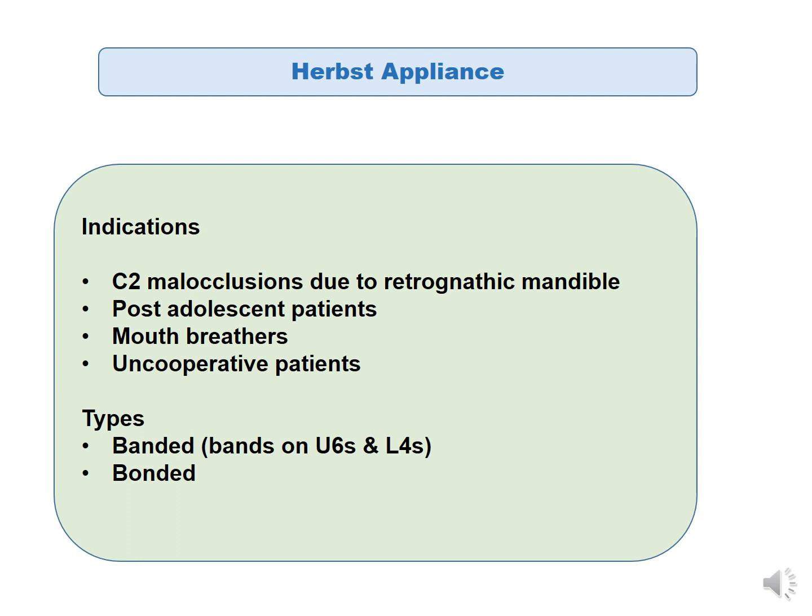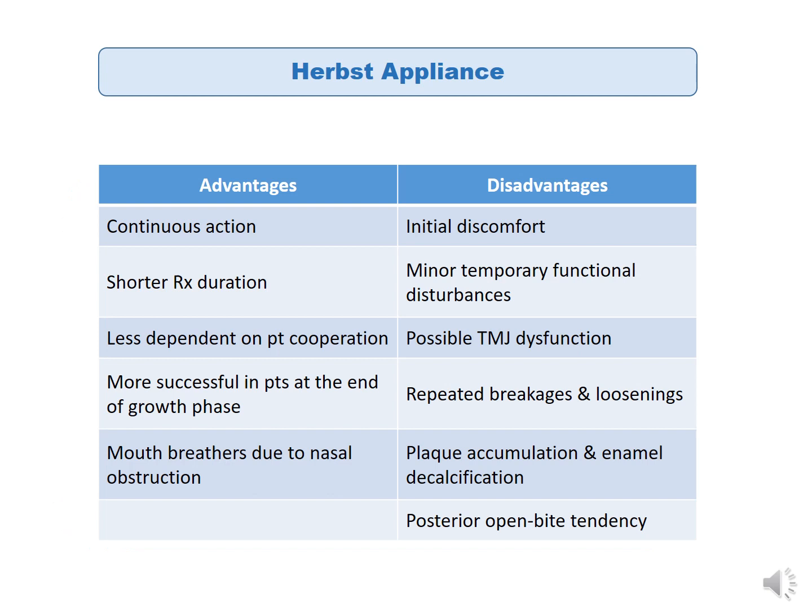There are two types of Herbst appliance. One is the banded type, whereby you have bands on the upper sixes and lower first premolars. The other is the bonded type. Now, the advantages of the Herbst appliance are that it provides continuous action since it cannot be removed by the patient, shorter treatment duration, less dependence on patient cooperation, more success in patients who are at the end of the growth phase, and it's also useful in mouth breathers who have the habit due to nasal airway obstruction.